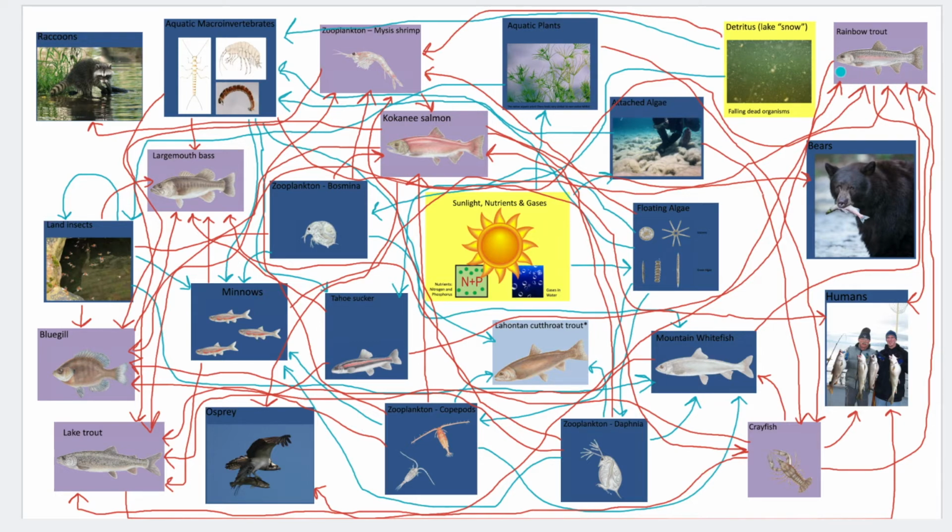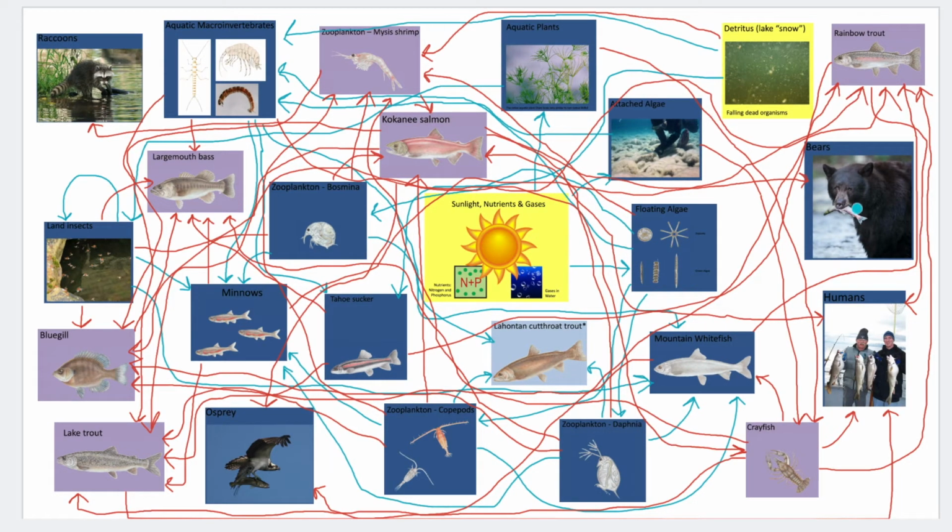So this rainbow trout has 1, 2, 3, 4, 5 arrows pointing toward it, and 1, 2 arrows pointing away. So this rainbow trout eats 5 organisms and is eaten by only 2. We can start to think about what that might mean. So this rainbow trout has a lot of connections. Which other organisms have a lot of connections?